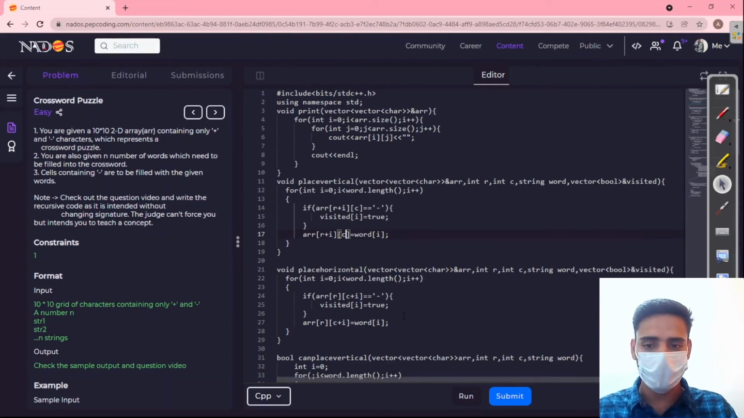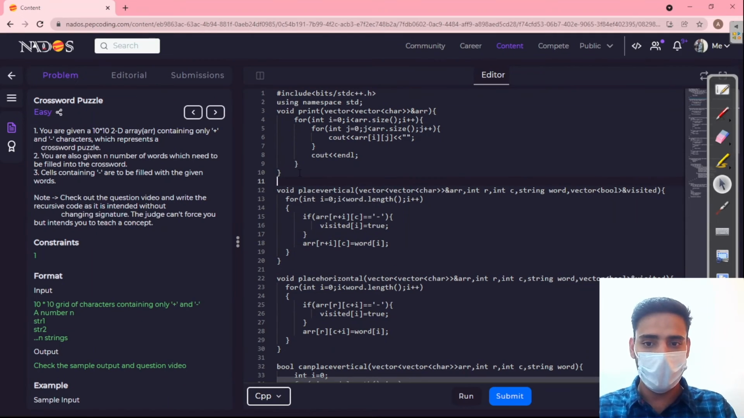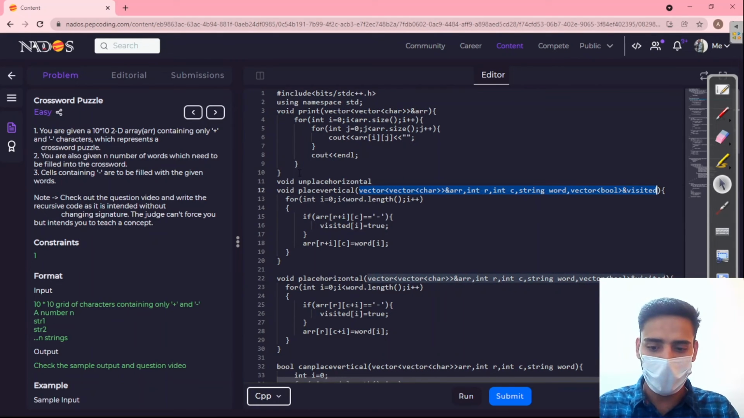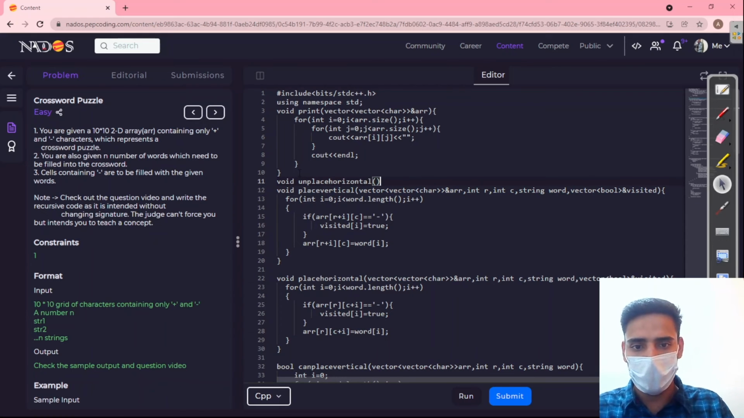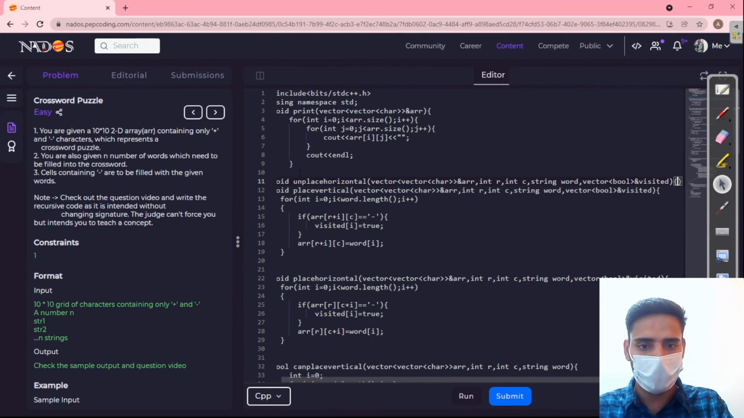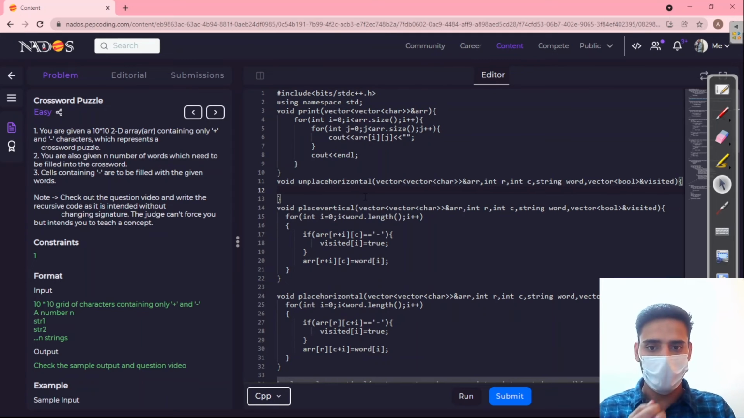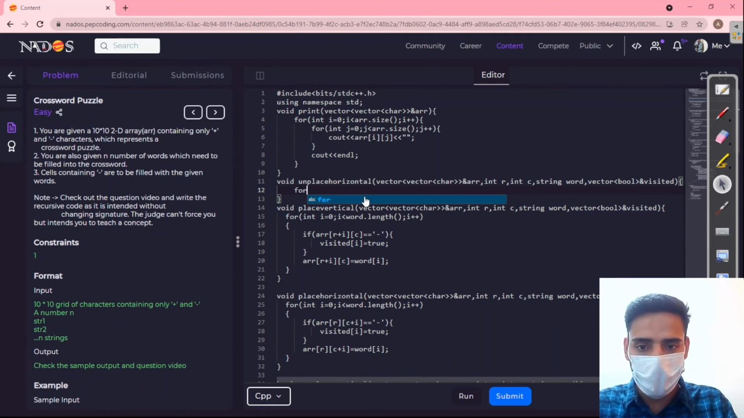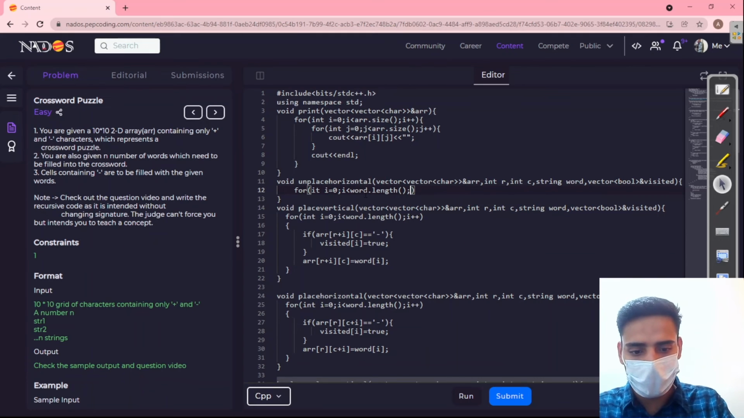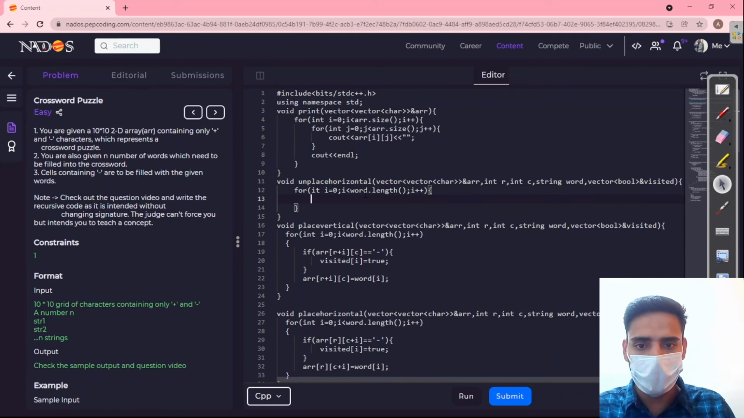So let's go. First of all, we will code unplace horizontal. Okay, so that is also a void type. Unplace horizontal. Now we have to copy all the same thing. The parameters are going to be the same. Okay, and paste it here. Perfectly done. Inside this we have to unplace this time, right? So again we are going to run a for loop, i equals 0, i less than word dot length, i plus plus, right? So this is done.